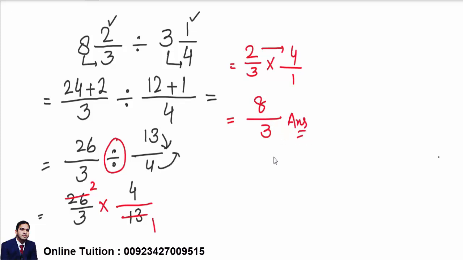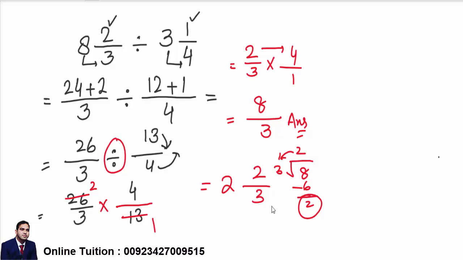This is your answer. You can also change this answer into a mixed number. How? You can put 8 here, 3. 3 twos are 6, negative 2. So your answer is 2 whole 2 over 3. This 2 over 3. So this is the answer in your mixed number.